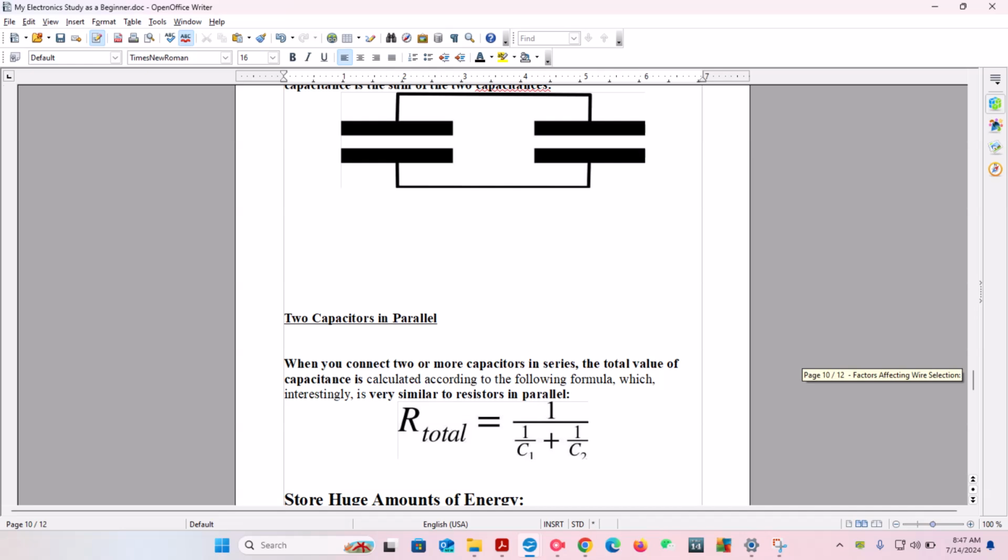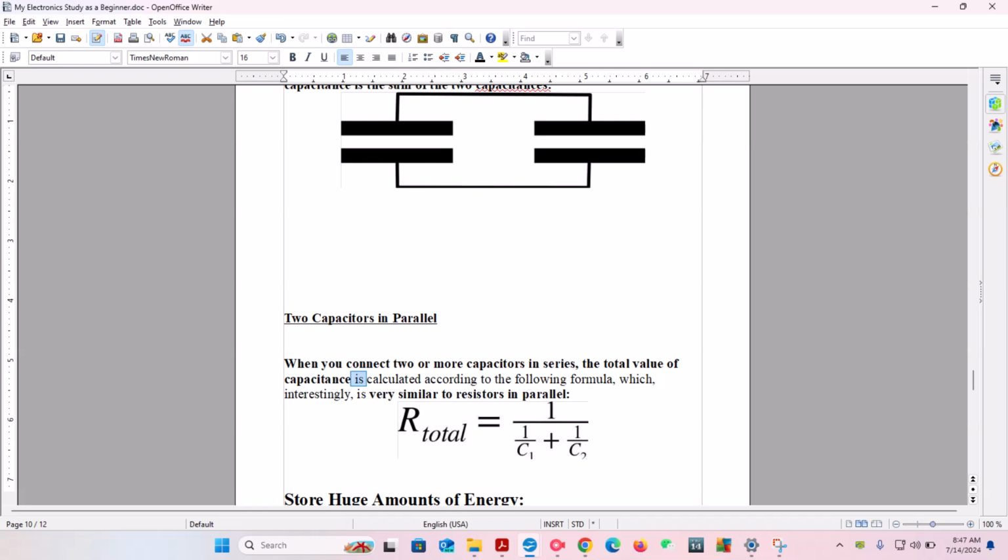If you want to connect capacitors in series, you connect two or more capacitors like one after the other. Now the total value of capacitance is calculated according to the following formula, which is interesting because it's similar to resistance. Remember from last lesson, C total equals 1 over 1 over C1 plus 1 over C2. So you take the fractional addition of 1 over C1 plus 1 over C2.